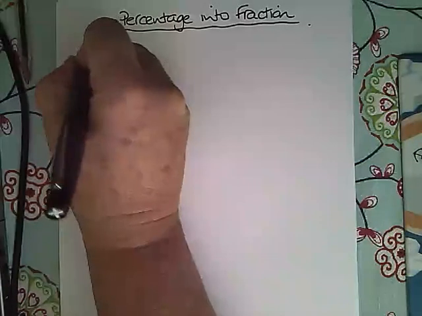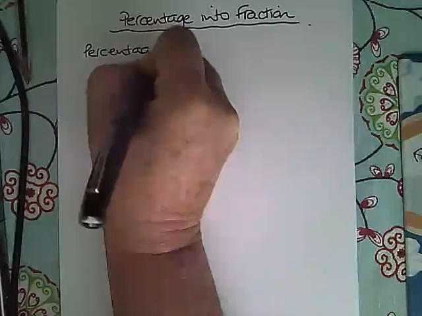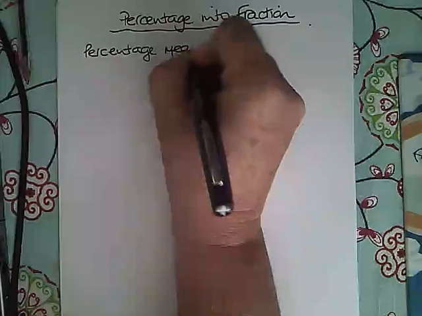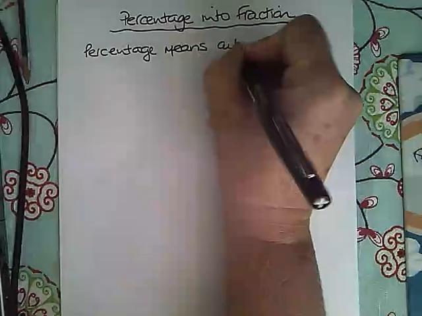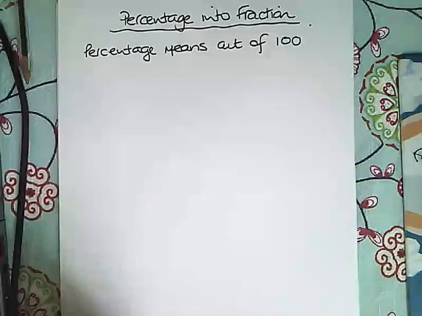Now percentage means out of 100. So when we are converting it into a fraction, it means that to begin with we are always going to write it as a fraction with 100 on the bottom of the fraction. The denominator of the fraction will be 100.